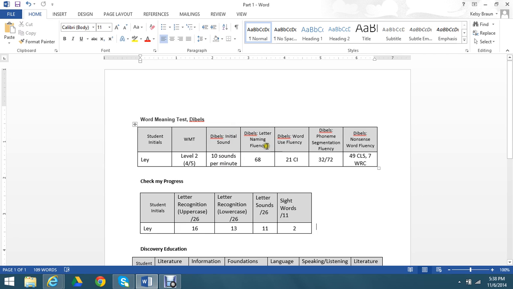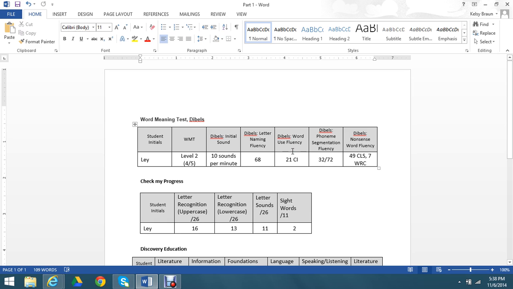Next, letter naming fluency. That's the same as down here, letter recognition, looking at letters and knowing them. So being able to say the name. 68 is out of 100 that he was tested on. So comparing that to down there, again, we're just pushing him, trying to get all those letters, lowercase and uppercase, knowing those names.